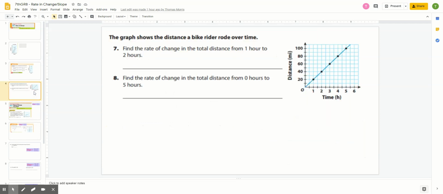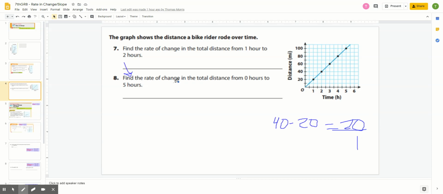Let's take a look at one more example here. Find the rate of change for the total distance from 1 hour to 2 hours. So we went from 1 hour to 2. What's our difference? Our starting point is 20, and we went to 40. So you calculate the rate of change: 40 minus 20 is 20, and we just went up 1 hour, so that's over 1 hour. That is your rate of change there.